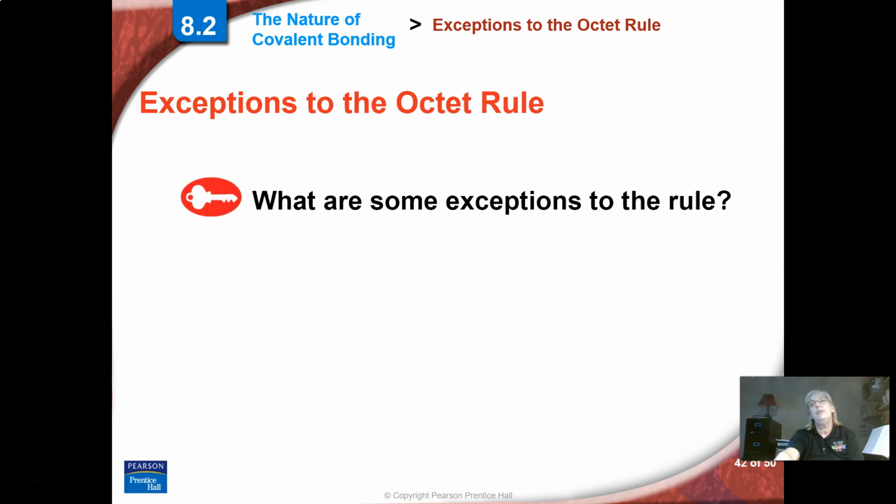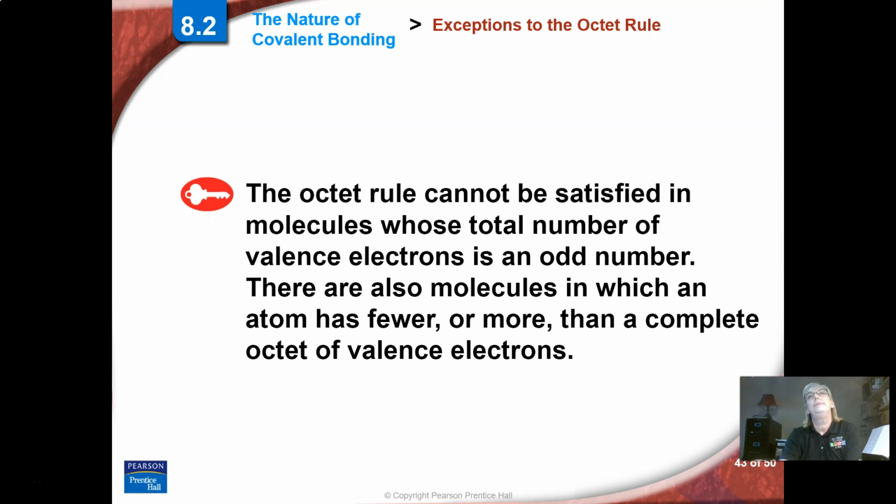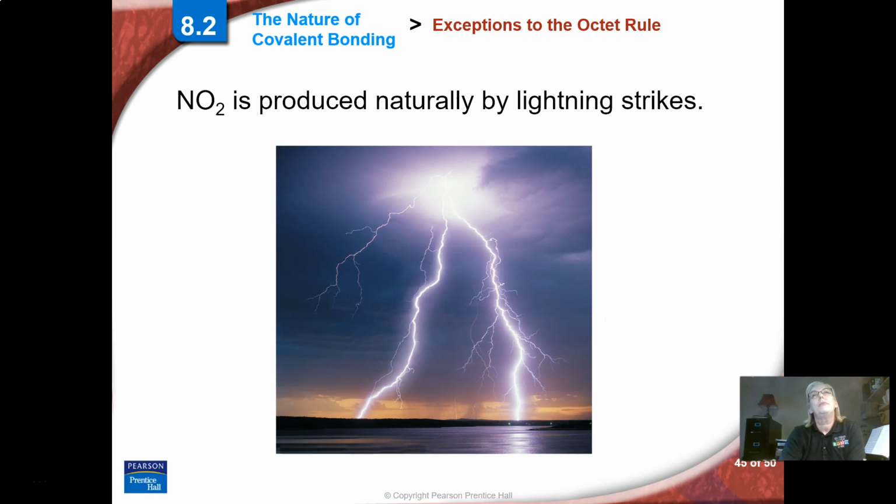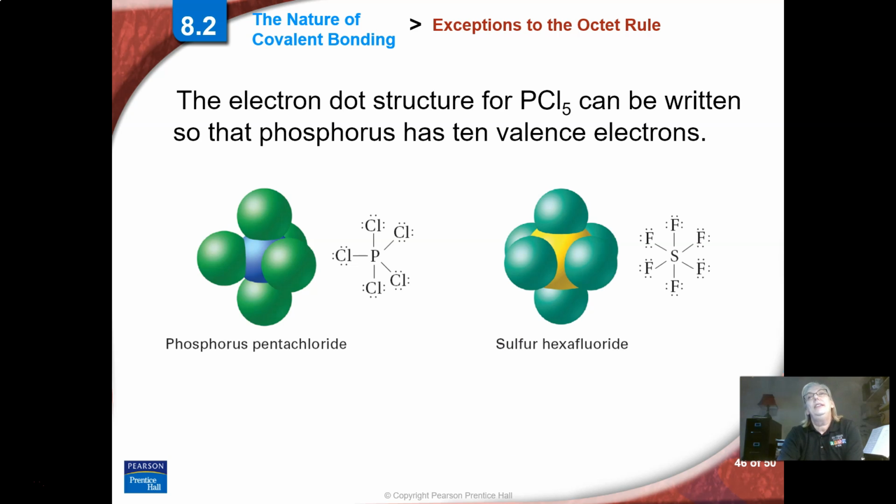There's some exceptions to the octet rule. Remember, everybody feels like they need to have 8 electrons around them except for helium and hydrogen. They have the duet rule, excuse me, because they have a smaller shell. They just have that 1s. Sometimes elements in odd-numbered groups like group 5 will do this weird thing where they won't follow the octet. So boron does this, some other things do that. And sometimes you can have 2 different electron dot structures, like we were just saying. And that was resonance.